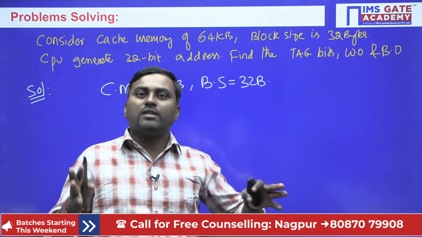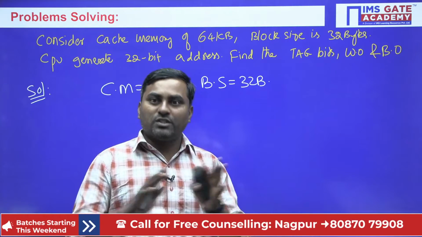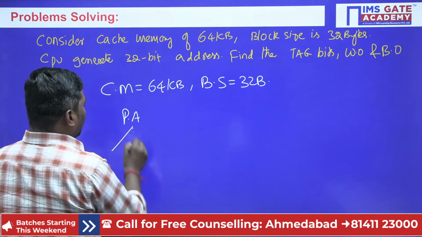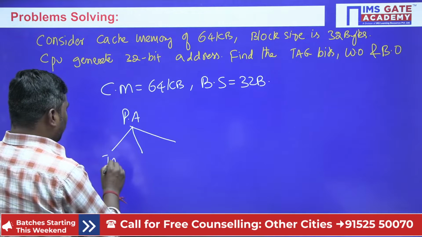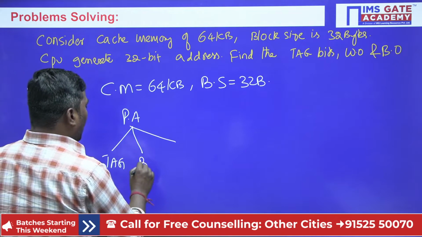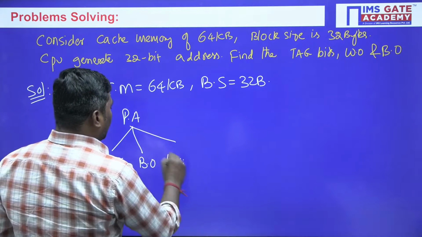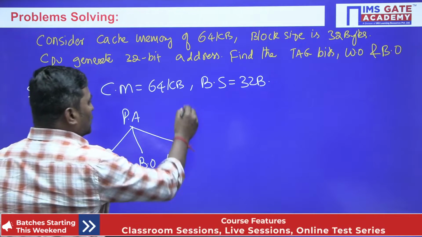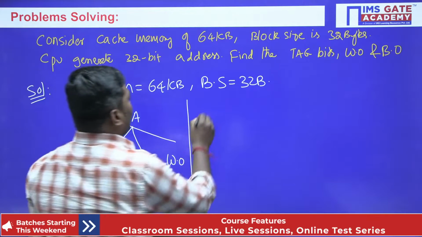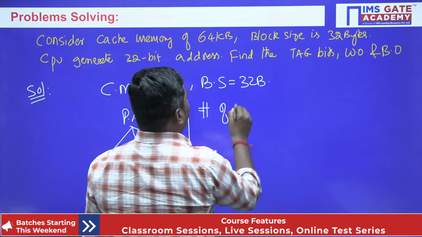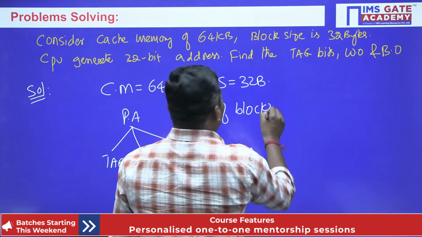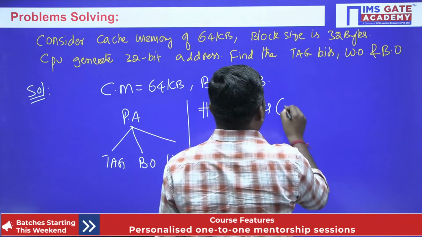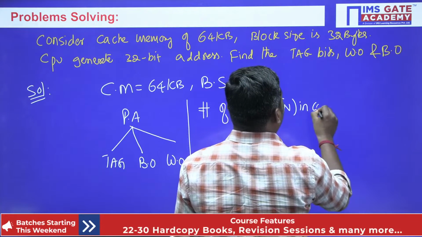So if you observe direct address mapping, how is the physical address partitioned? The physical address is partitioned into 3 parts: tag bits, block offset bits, and word offset bits. To answer this question, first I need to find the number of blocks in cache memory, because the block offset value depends on the number of blocks only.